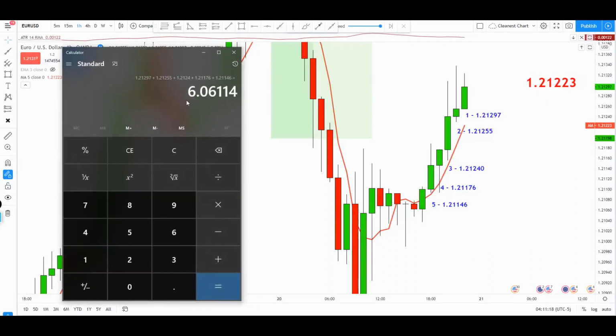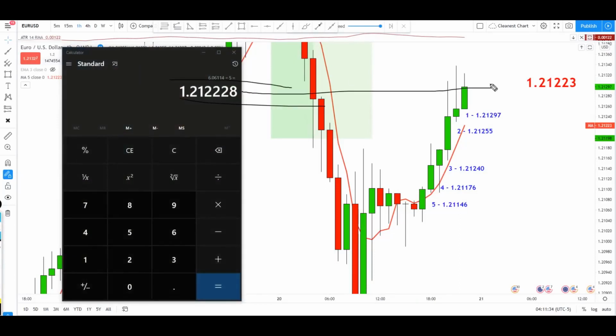So if we add all of those numbers together, we have 6.06114. And if we divide that by our 5 candles, we end up with nearly exactly 1.21223. Yes, we have 228 here, but the indicator rounded it by 1 decimal point, which is totally fine. And that, my friends, is exactly how a moving average is calculated no matter what the number is.